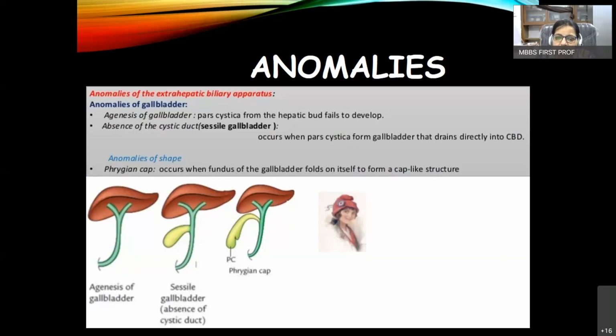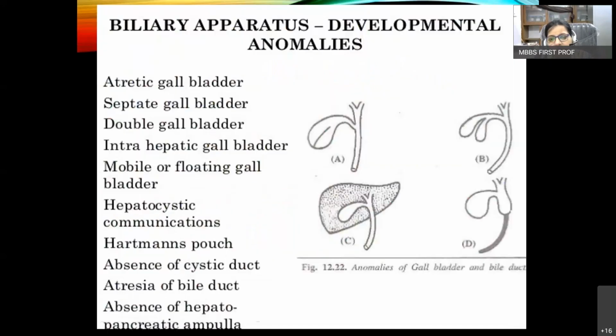Phrygian cap could also be there. This is how the cap is there. This girl is wearing this cap. Similar is the case in the gallbladder, where you can see a folding to form a cap-like structure. This is the Phrygian cap. Then the gallbladder could be bilobed, or a double gallbladder. Then the gallbladder may be present in the substance of the liver, that is, an intrahepatic gallbladder. It could be a mobile or sessile gallbladder.